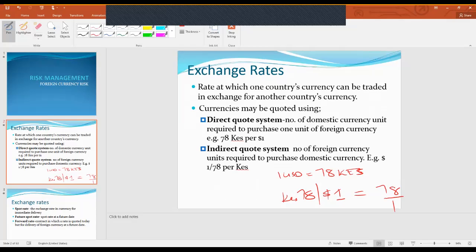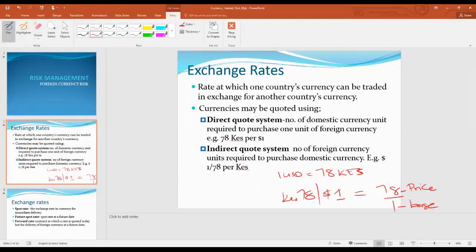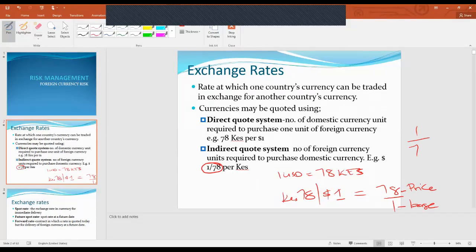The one that is on the numerator is what we call the price currency, and this is what we call the base currency. Sometimes you may have those terms being used. Therefore the Kenya shilling is the price currency and the US dollar is the base currency. Because sometimes you may find those terms being used: price currency, base currency. So it's good to know, if we follow this quotation, that $1 is equal to 78 Kenya shillings, this therefore is the price currency, and this is the base currency.